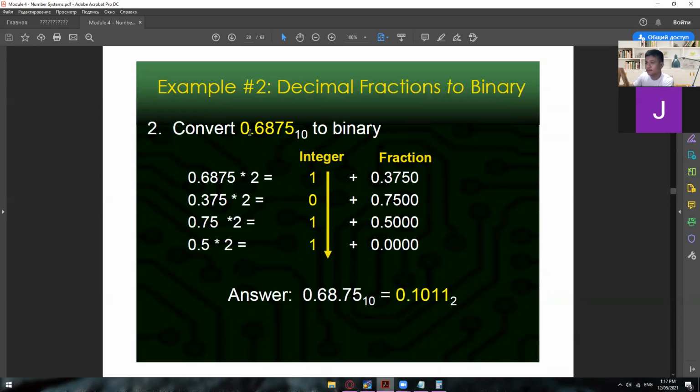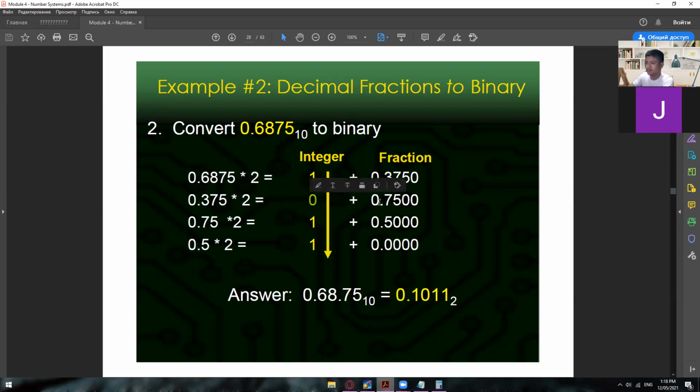Next, we have another example. Another fraction, and it wants us to convert this one to binary. So we multiply by 2, since that is what it's being asked to convert this decimal to. 0.6875 times 2 will get 1.375. Just use your calculator, since this number is already quite complicated. So 1.375, just separate the integer from the fraction part, and then get the fraction part. So 0.375 times 2, we will get 0.75.